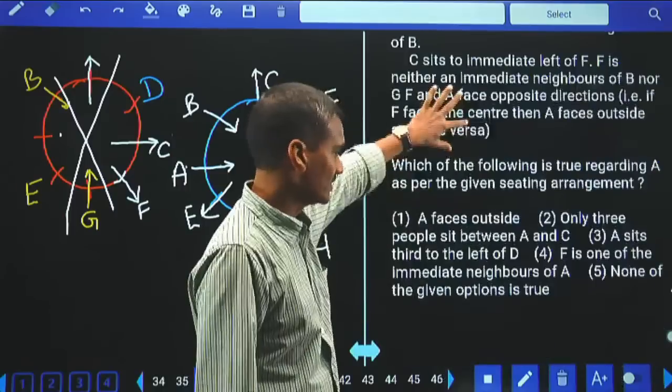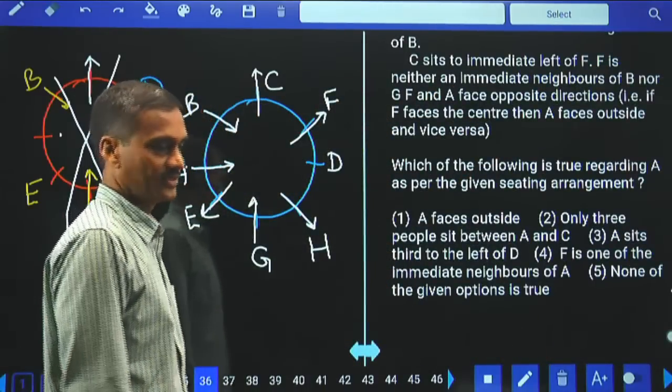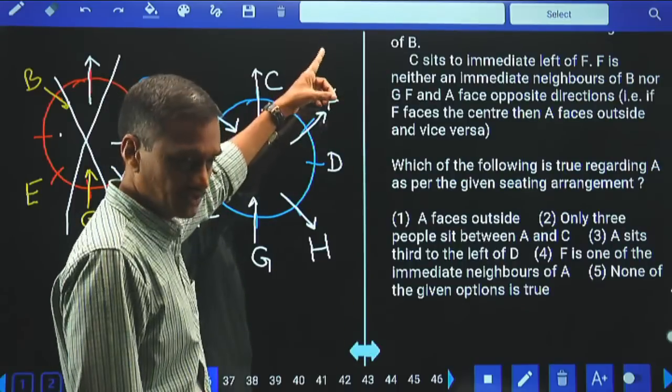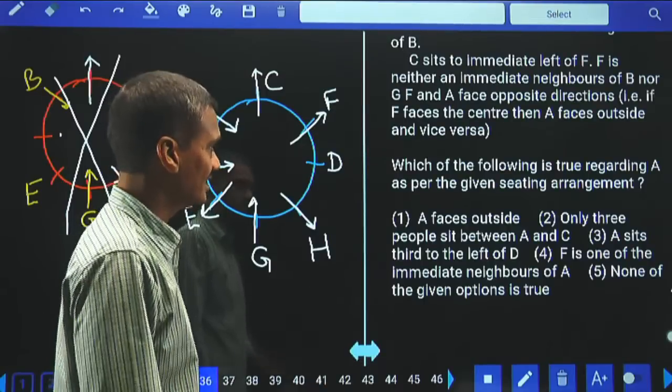Now according to this one, how many diagrams have we drawn? Around 3 diagrams we have drawn. Then coming to this one, if you observe here, we have read the information only once from top to bottom. You should also practice in the same way.